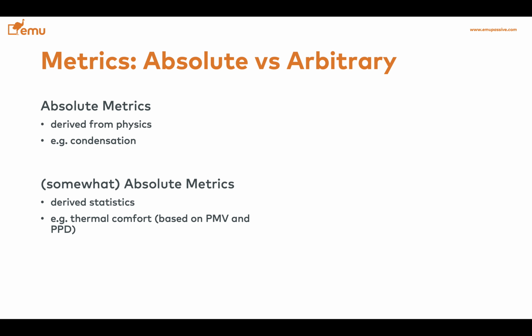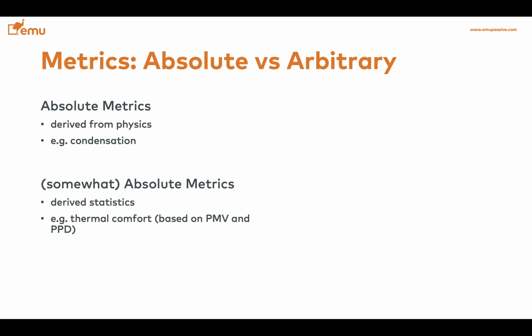A somewhat absolute metric is, for example, derived by statistics. And that is, for example, when we talk about thermal comfort. It's not absolute because not everyone is going to be comfortable in certain conditions of temperature and relative humidity. But most people may be comfortable in certain conditions, and that is based on statistical studies carried back in the day, based on the PMV, predicted mean vote, and PPD, predicted percentage of dissatisfied. These are the basis of ASHRAE standard 55 and ISO standard 7730.